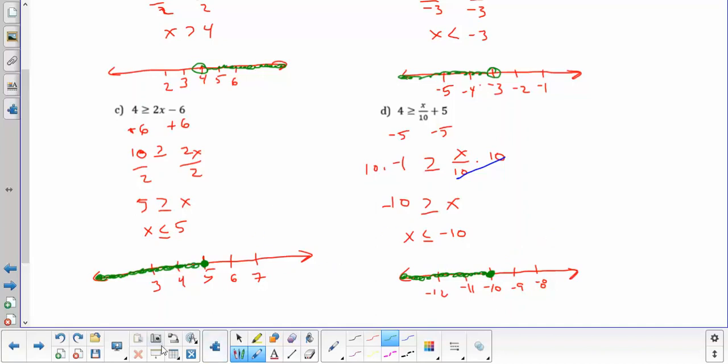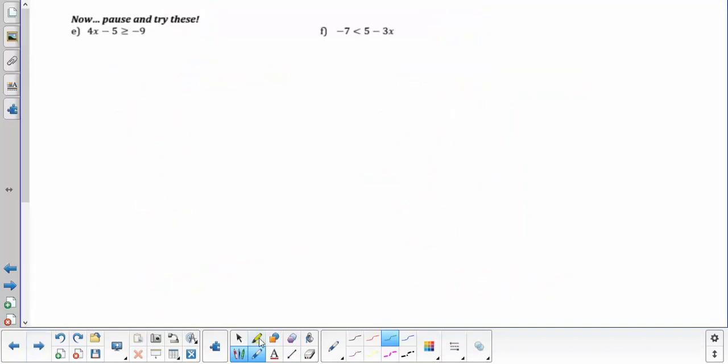Once again, that was a little too quick for you. Please stop it, go back. Otherwise, I would like for you to pause it, regardless of how you feel. Pause it and try these two examples. Okay, pause, try, take a couple minutes, see what you can do, and see if you can get these correct.